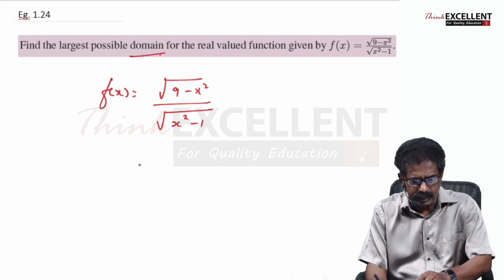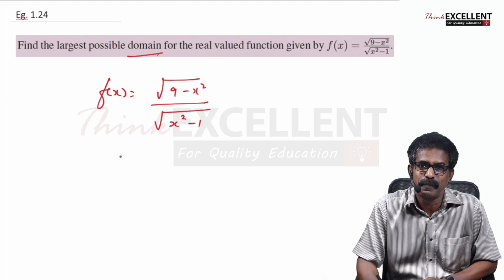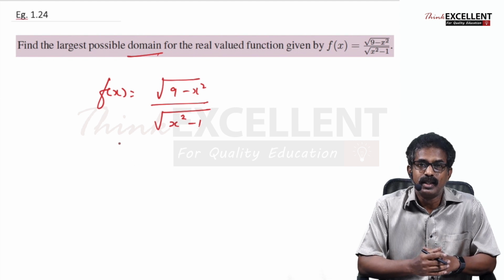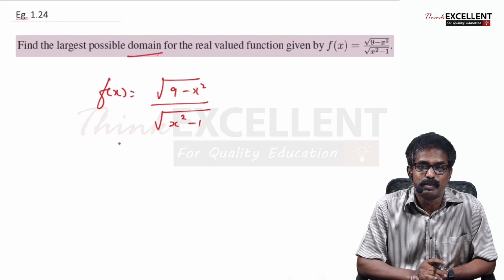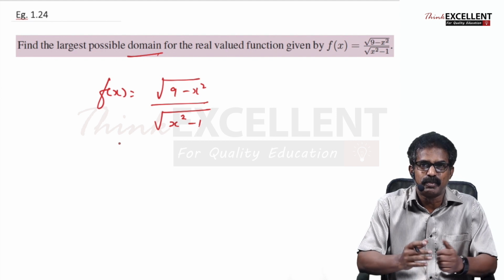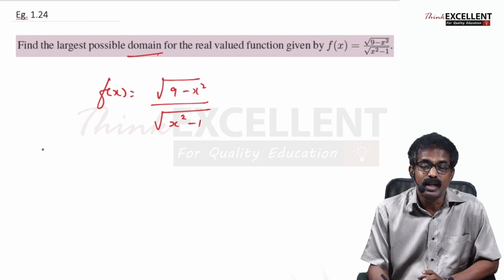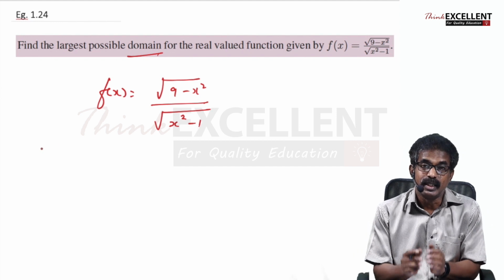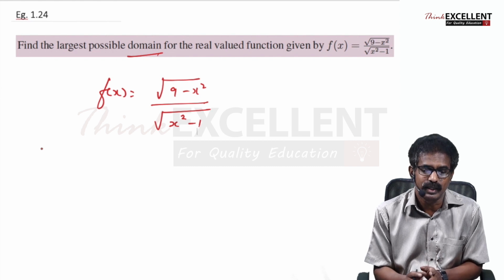Okay, now please listen carefully. Root is there, denominator also there, right? We did sums using root, and we did sums using denominator also, explained. But here is a combination of both. Since root is there, what do you have to check? Inside the root, it must be positive, greater than or equal to 0, right?